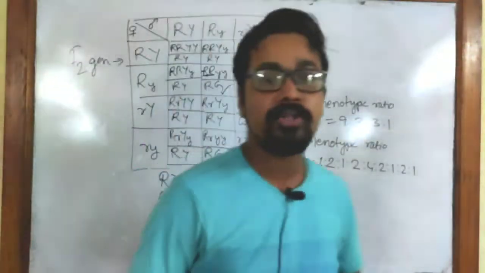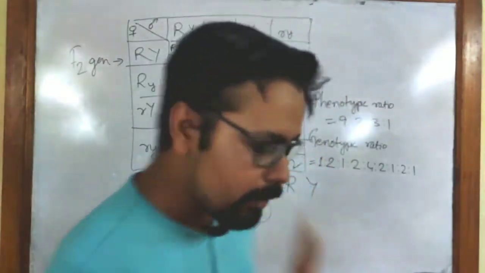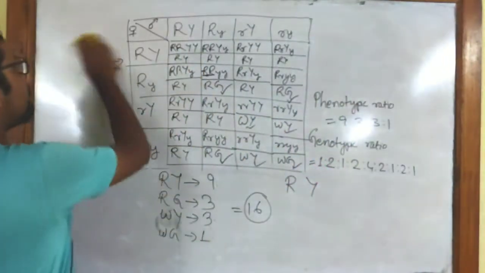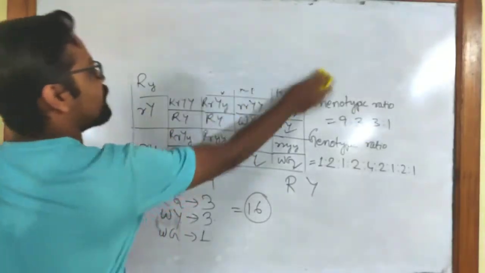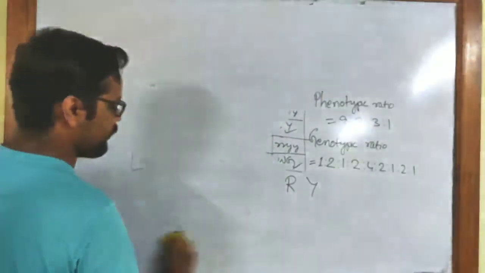So that is all about the dihybrid cross. I would like to add one more part because it is a very small topic. Let me add sex determination in human beings. That is a very easy topic and I am trying to insert it in this video.